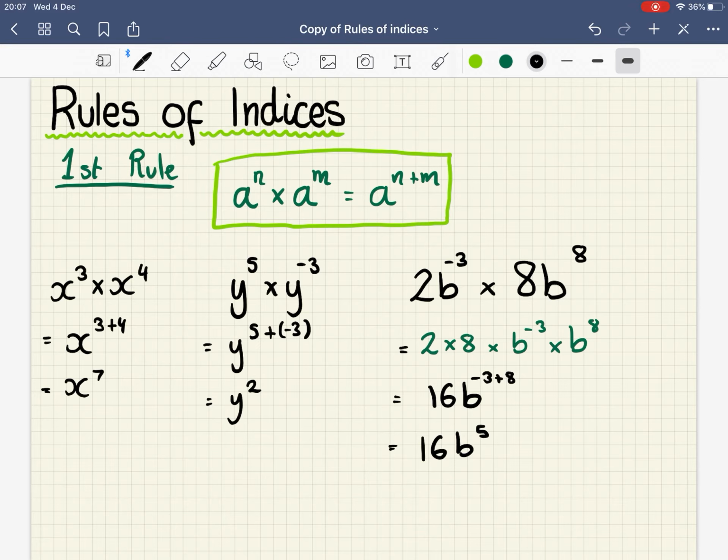And obviously, if you are feeling confident, you can just completely ignore this second line here. You can just jump straight to thinking, well, 2 times 8 is going to give me that 16. And then I can see my powers are here, so those need to add with the b. But again, I just wanted to do that little line there as a little explanation.